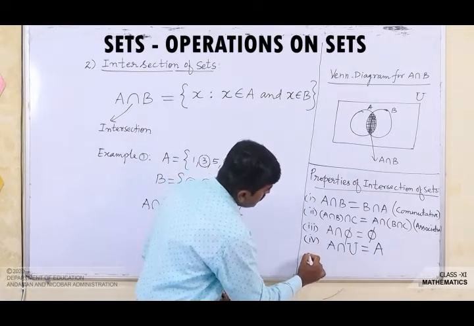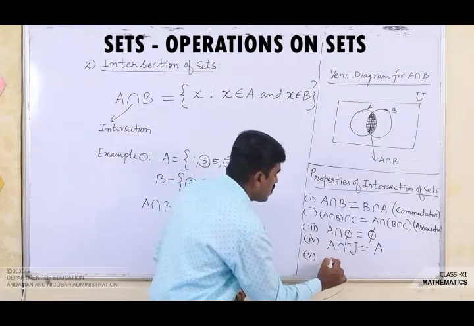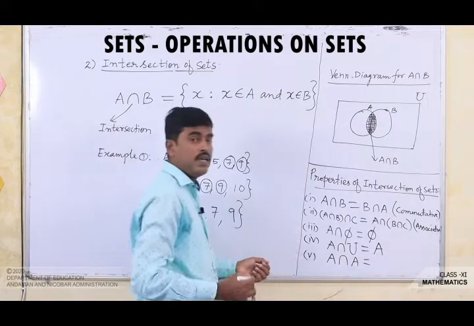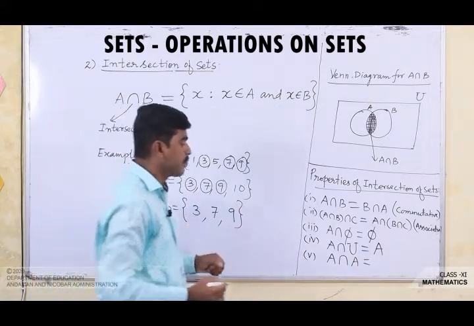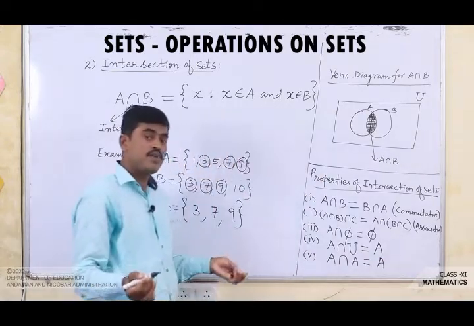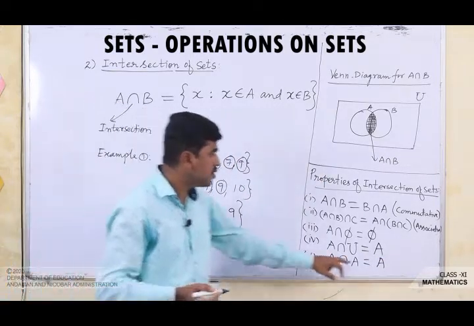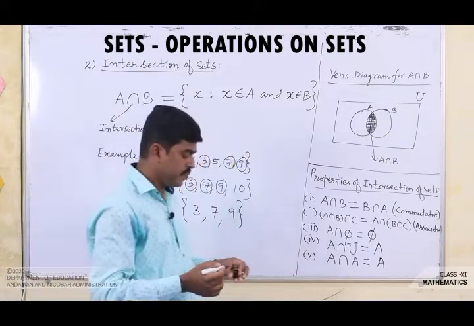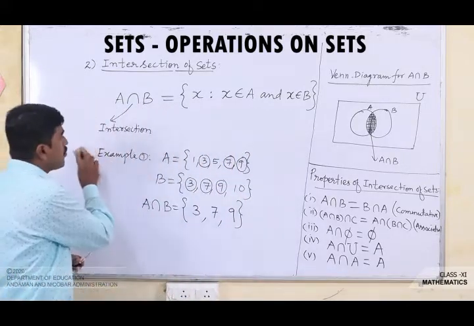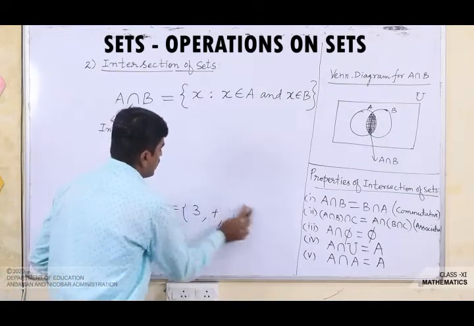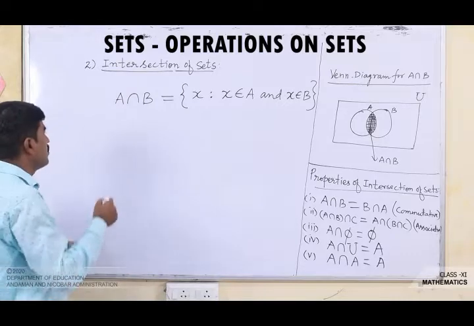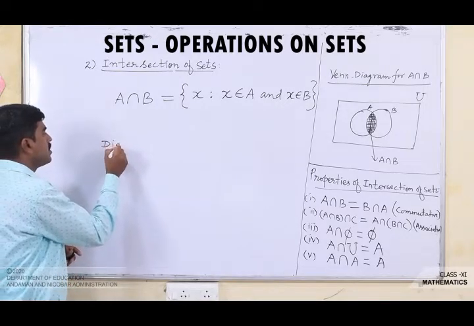Next, suppose I take A intersection A. See this one, A intersection A. It is again A. That means the elements common to A and A, so it is always A itself. Okay. Now let us see one more property of intersection, that is the distributive property.